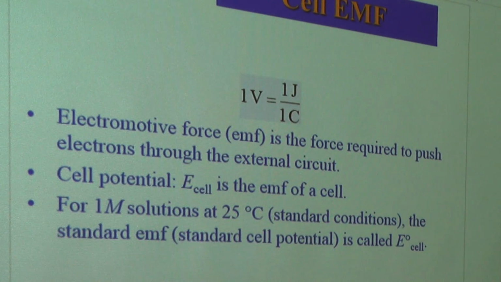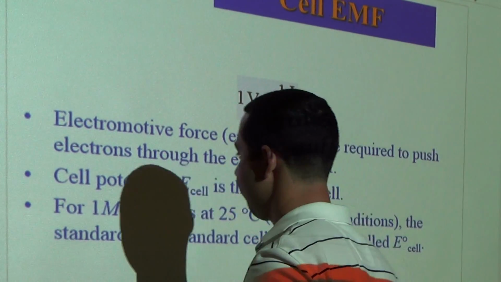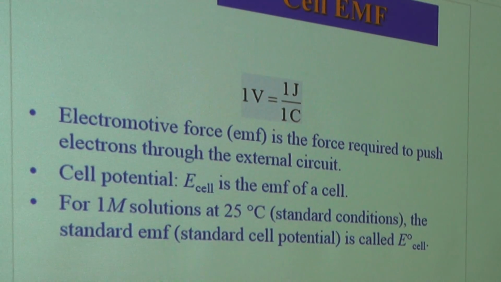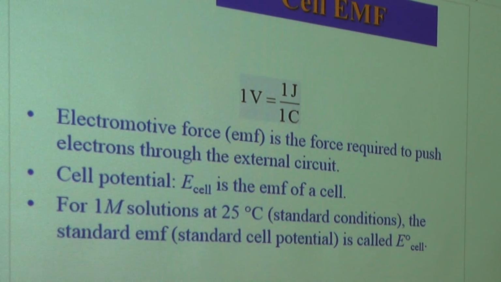Now let's do this. Volts is the unit that we are going to use to calculate something called the cell EMF. And the cell EMF stands for electromotive force. It has another name, and the other name is cell potential.